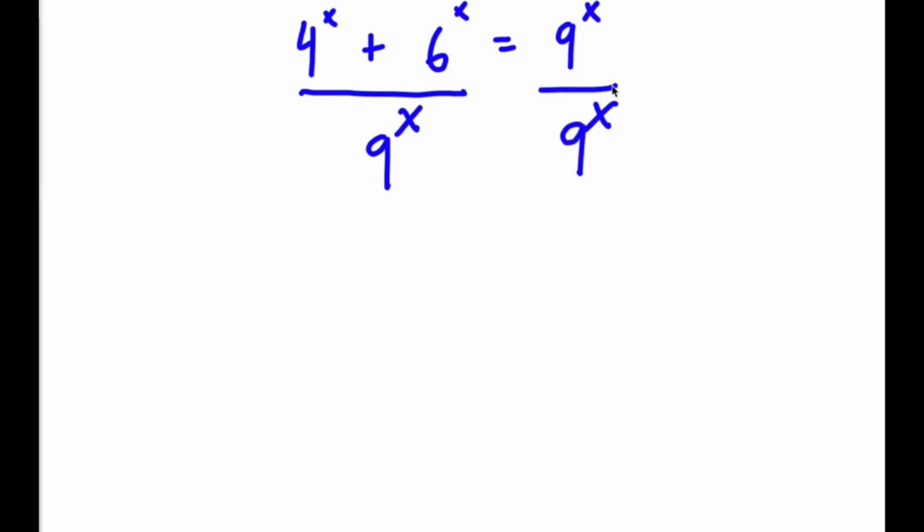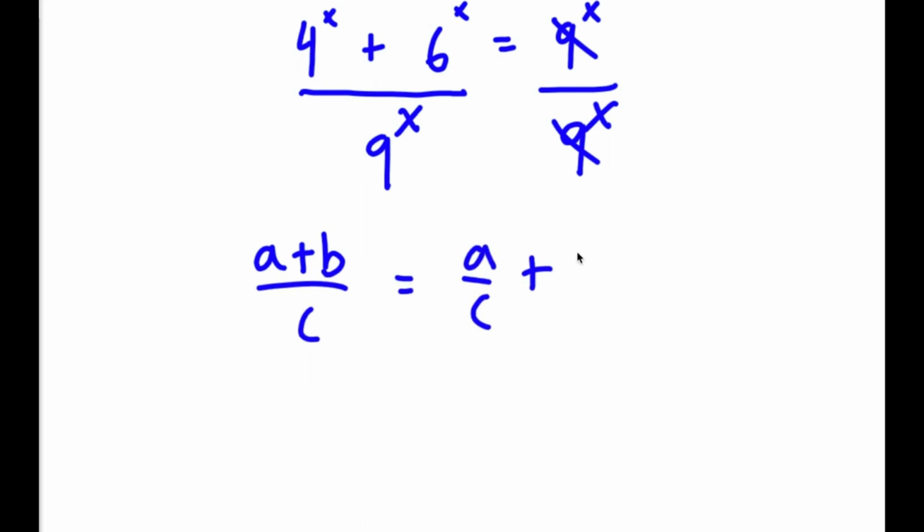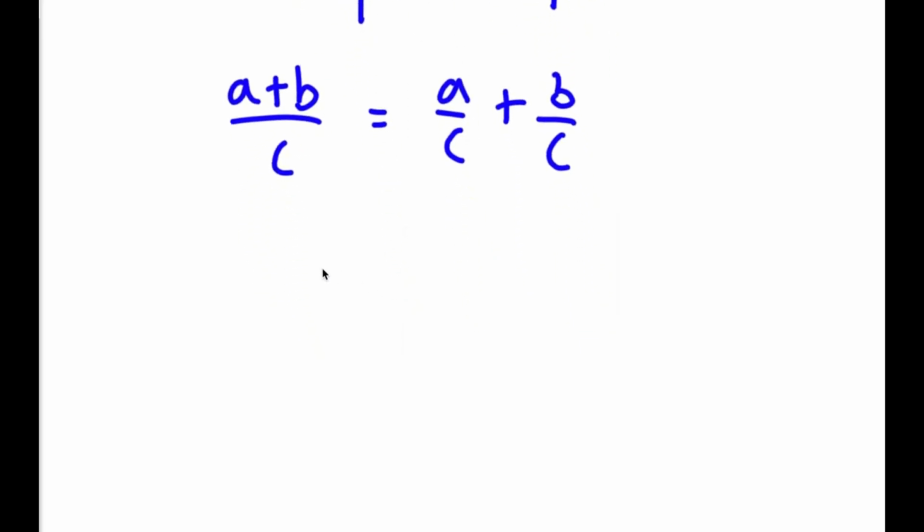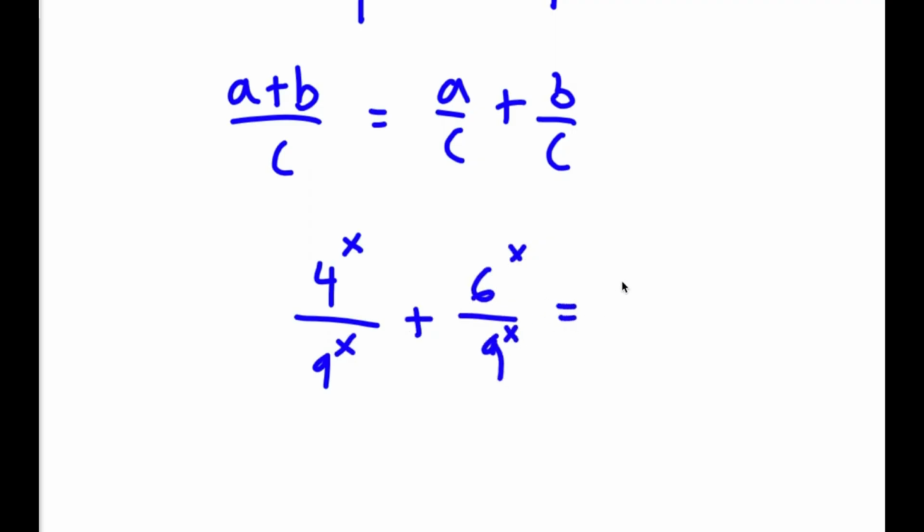So now by doing that, these two cancel out, and now if I have something in the form a plus b over c, this is equal to a over c plus b over c. So right here we have 4 to the power of x plus 6 to the power of x over 9 to the power of x, and that would equal 4 to the power of x over 9 to the power of x plus 6 to the power of x over 9 to the power of x. And this is equal to 1.